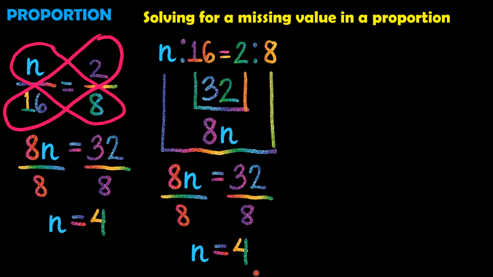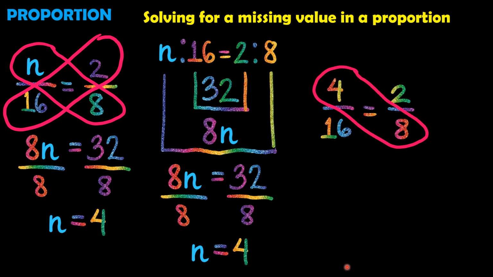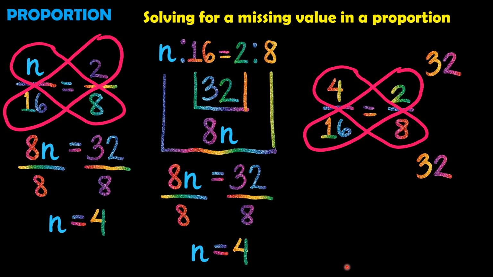So to check if our answer is correct, our given problem is n over 16 equals 2 over 8. We're able to solve for the value of n, which is 4. So we're going to replace the unknown with 4. And then let's do the cross multiplication. 4 times 8 is 32. 16 times 2 is 32. Now, since our answers are equal, we have a proportion.